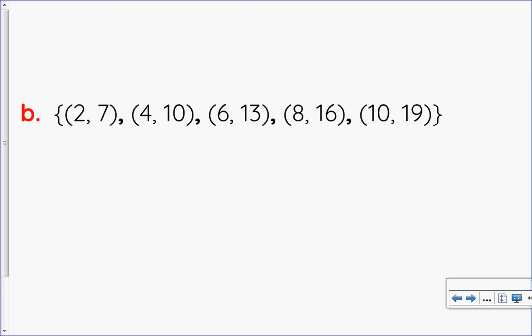Let's look at this. A function can also be a collection of points. Let's see if it is a linear function. So again, look at your independent variable, your x values. I can see I'm going from 2 to 4, plus 2, plus 2, plus 2, plus 2. Again, looks promising, but so did the last one. So let's see if it works for the y values.